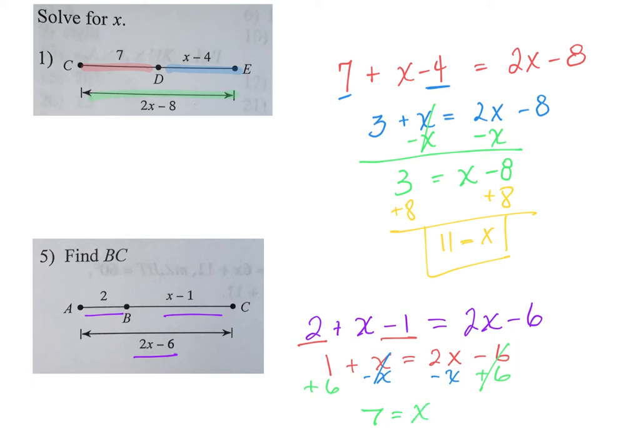For this particular one, I am not done because it wants me to find a specific length. The length it wants me to find is BC, so from B to C. So I need to take that 7 and plug it back into this BC, x minus 1, 7 minus 1. So my answer here is 6, because I had to plug that one back in. It wanted a specific length. Number 15 is straight numeric.